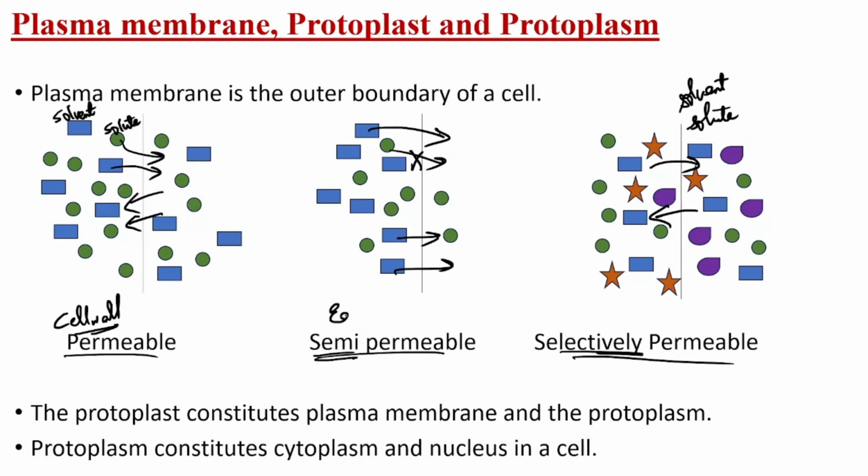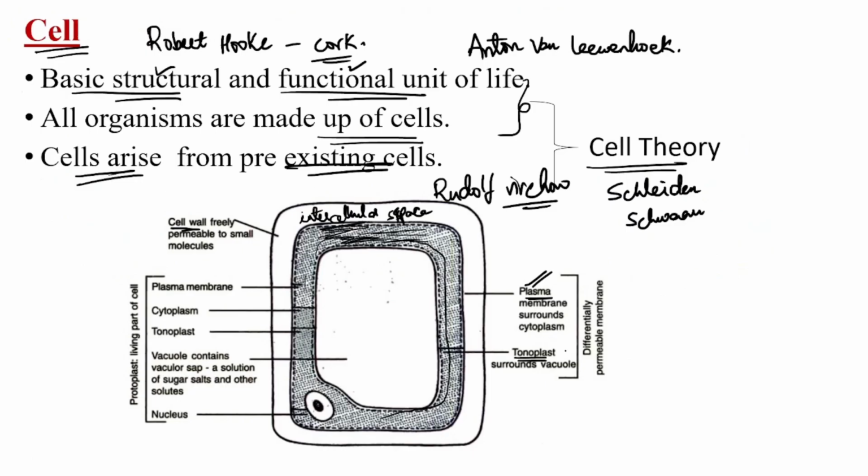Semi-permeable examples are egg membrane or goat bladder. These are examples of semi-permeable membranes which allow only solvent molecules to pass, not the solute. Selectively permeable, the best example is the plasma membrane. So that's the reason the plasma membrane is considered the outer boundary. It acts like a watchman for the cell. It sees who is entering and who has to move out of the cell.